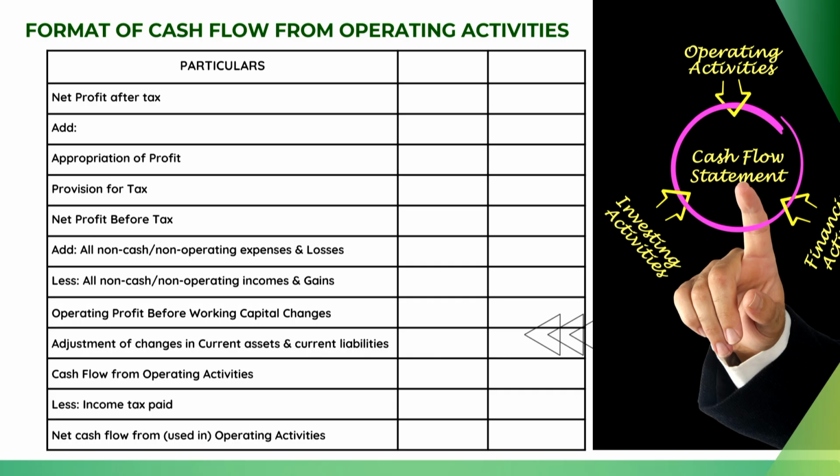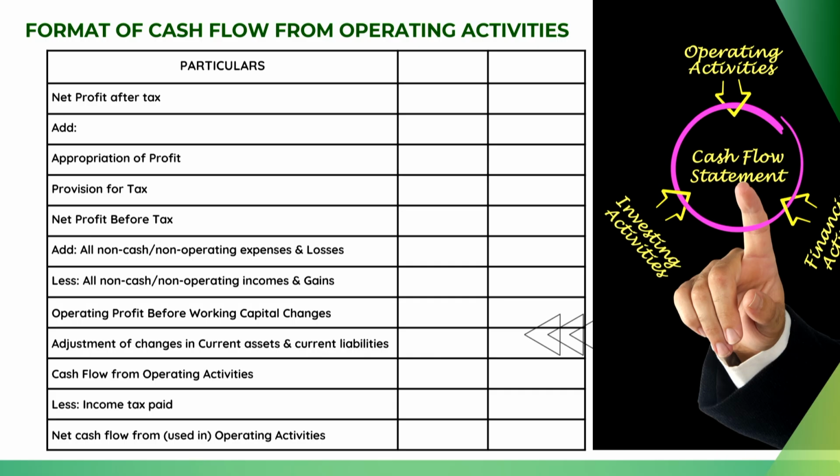Now, I had already mentioned that if there is a decrease in current asset, it is to be added. If there is increase in current asset, it is to be subtracted. If there is increase in current liability, it is to be added. If there is decrease in current liability, it is to be subtracted. By making all sorts of adjustments related to changes in current assets and current liabilities, we are there to ascertain the cash flow from operating activities.